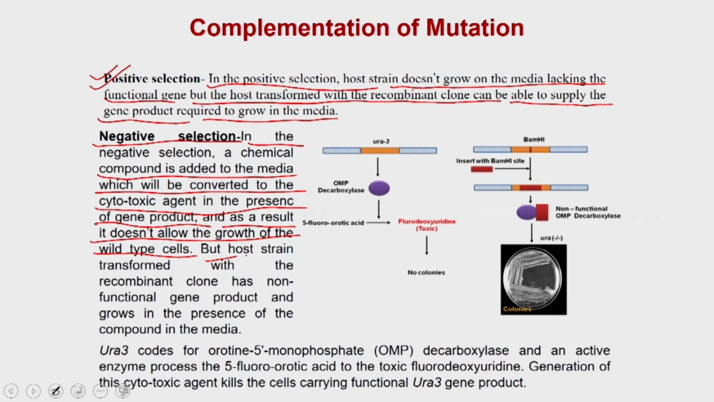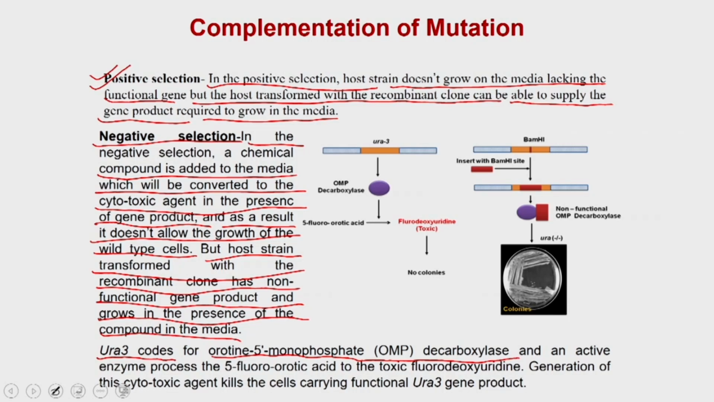But if the host strain is transformed with a recombinant clone that has a non-functional gene product and grown in the presence of the compound in the media, it will survive. So, if you supply the host strain and it is transformed with a recombinant clone, which is going to disrupt this particular gene product, then even in the presence of that chemical, the transformed host cell is going to grow. One example is the URA3 gene, which is actually coding for the orotidine 5 monophosphate decarboxylase.